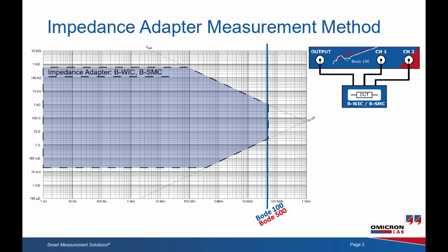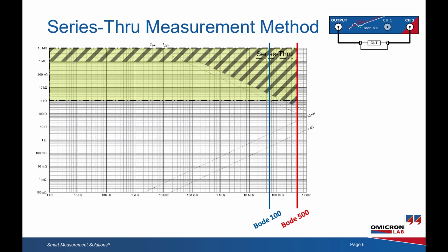Now let's move on to the impedance adapters, such as the BWIC and the BSMC. These adapters cover a wide measurement range from roughly 20 milliohms to 600 kiloohms up to 50 MHz. Their main advantage is that they use both input channels of the Bode device, which allows for a wider measurement range than the one-port method. For fast and reliable measurements of SMD and through-hole components, this is a recommended solution.